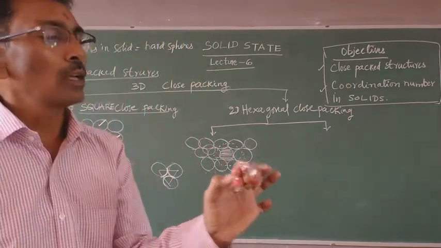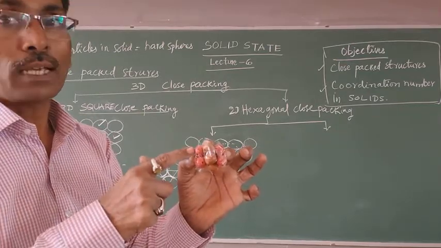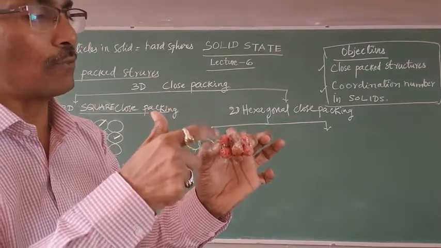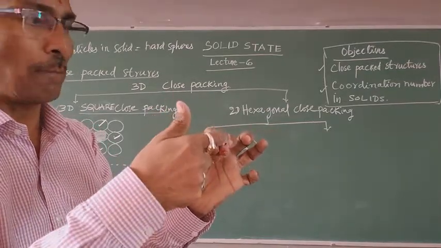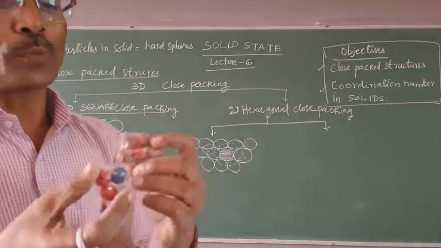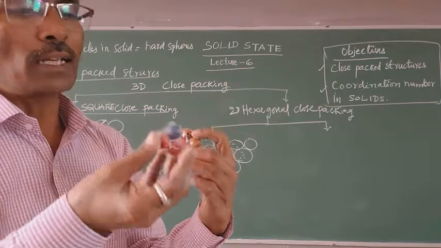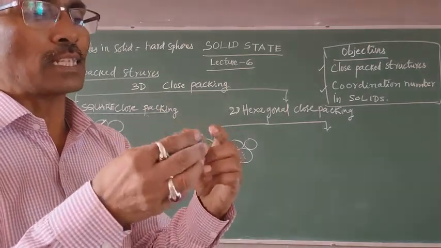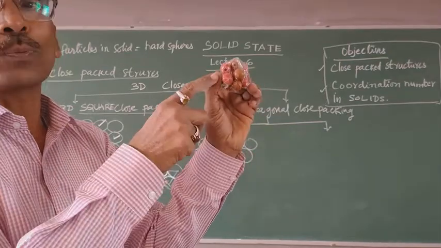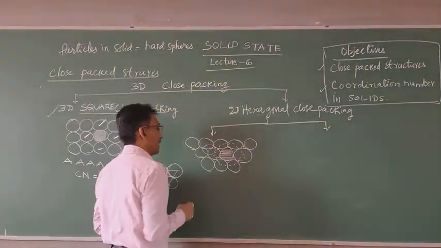Now observe, how is the position? See, this is the first layer, second layer, third layer. How is the position of the first layer and third layer? Same. And this sphere is surrounded in its layer by 6 spheres, in another adjacent layer by 3 spheres, and in the other adjacent layer by 3 spheres. Total how many spheres in 3-dimensional is it occupied?